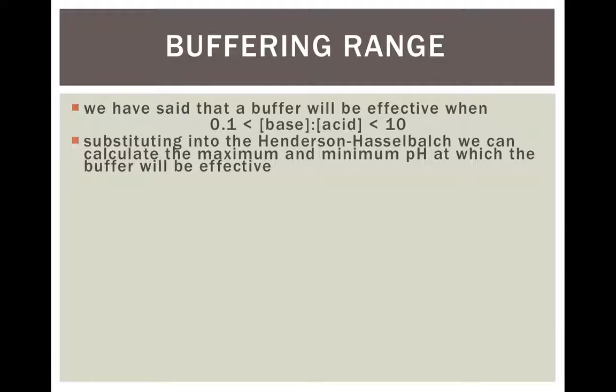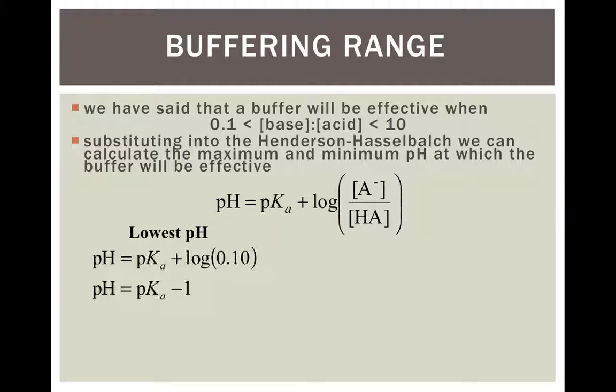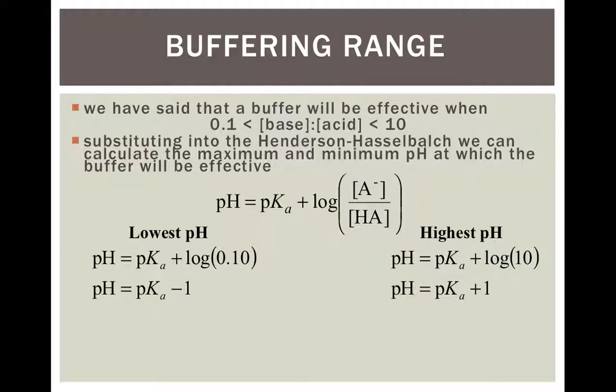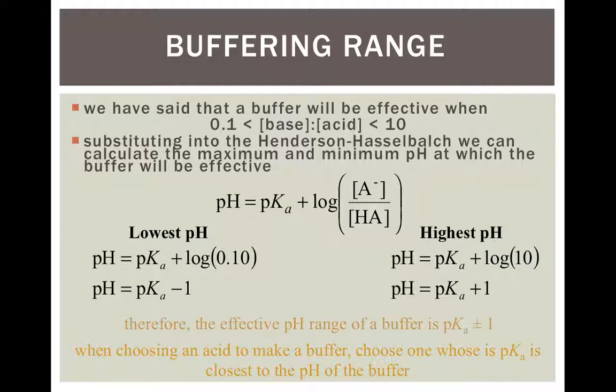So we talked about the buffer being most effective between 0.1 and 10. When you look at the Henderson-Hasselbalch equation and you say the lowest ratio of 0.1, highest ratio of 10, you see the effective buffer range is a pKa of plus or minus 1. That's where you want to have the buffering range. If you get anything higher, anything lower, it's going to be less effective.